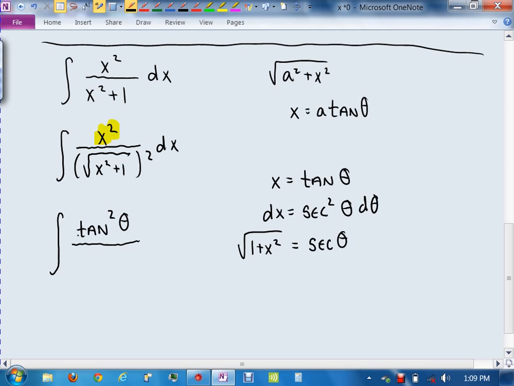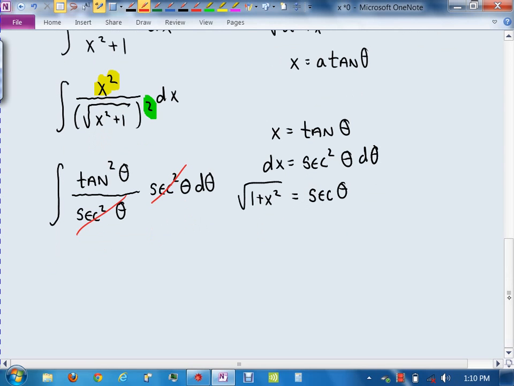What's the square root thing turn into? Secant theta, but it's squared, right? Because I've got that squared right there. So I've got to square that. So I should have secant squared theta on the bottom. And then dx turns into what? Secant squared theta d theta. And then the secant squareds cancel. That's nice, right? And so I get tangent squared theta d theta.